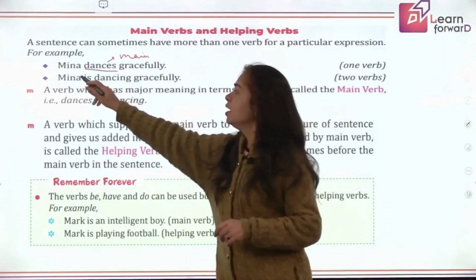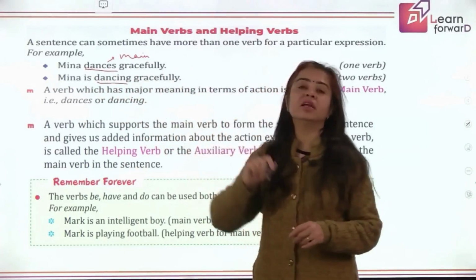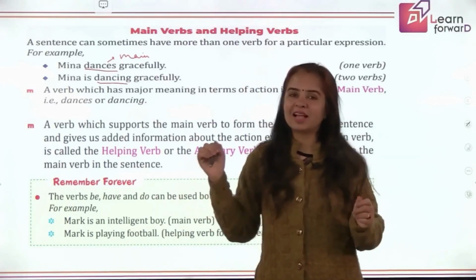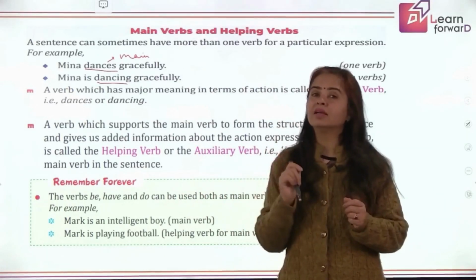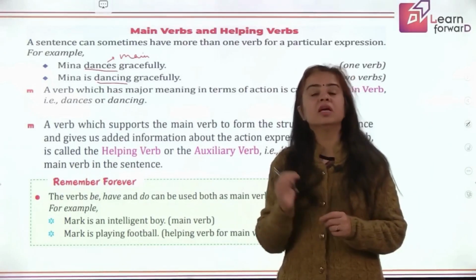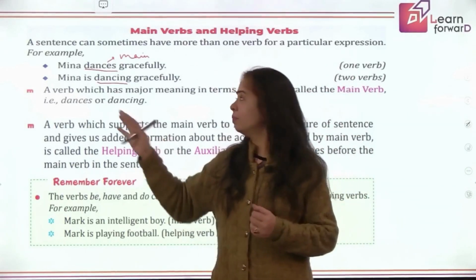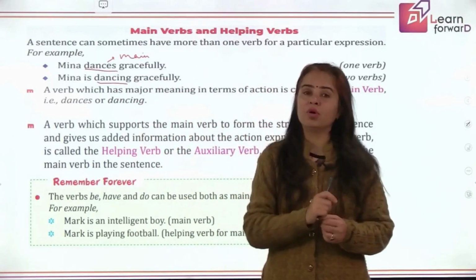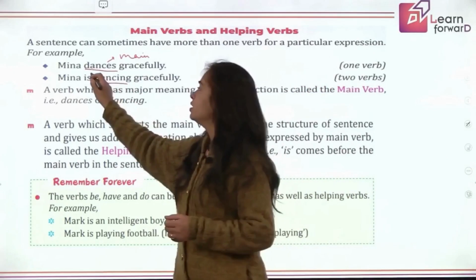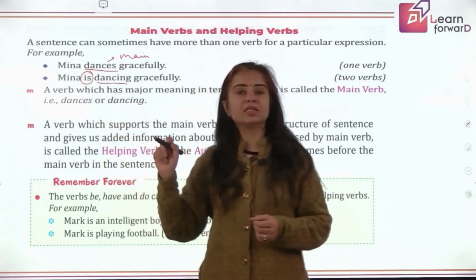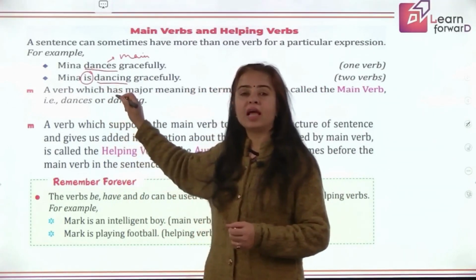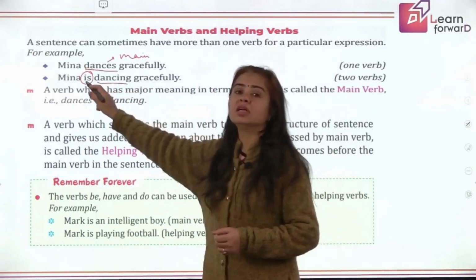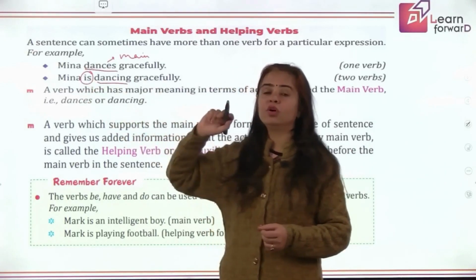And if we say Meena is dancing gracefully. Now here again, what is the main action going on? That's the action of dancing. But there is another verb in the sentence that is helping this verb out and telling the time of this action. So what is that verb? It is is. It is helping to tell the time of the action, the tense of the action. So we say this is the helping verb. Now here what do you see?